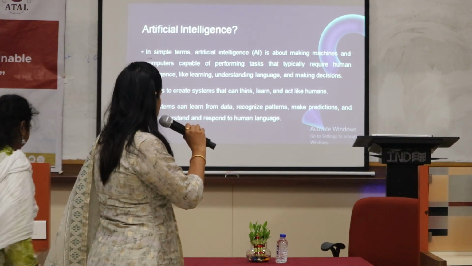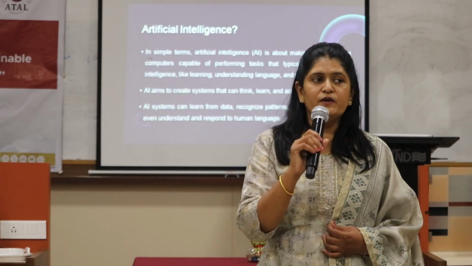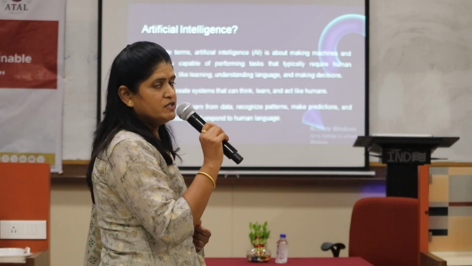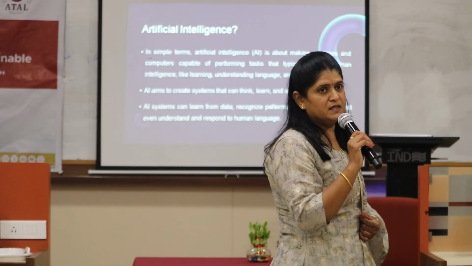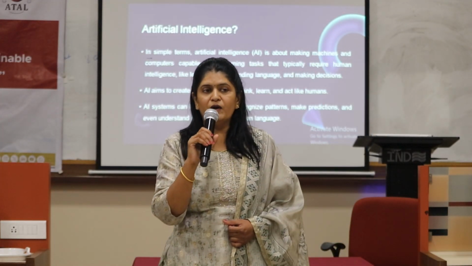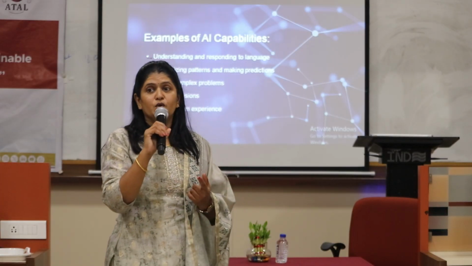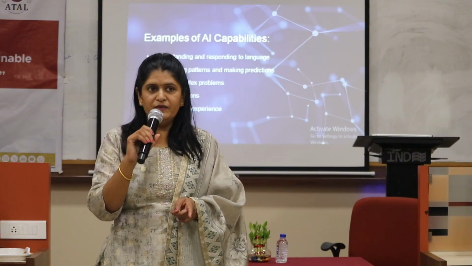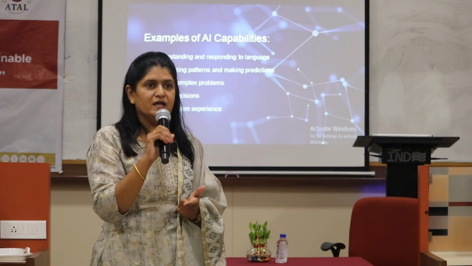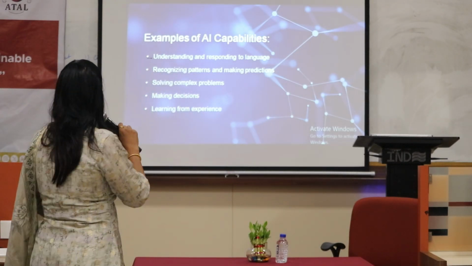So AI is to create a system that can think, learn, and act like a human. Every time we say that AI can act like a human. So why is the word like used? Because we are human and we can generate new things that AI cannot. We have our intelligence, but the machine has limited intelligence, which we have fed into it. Okay.